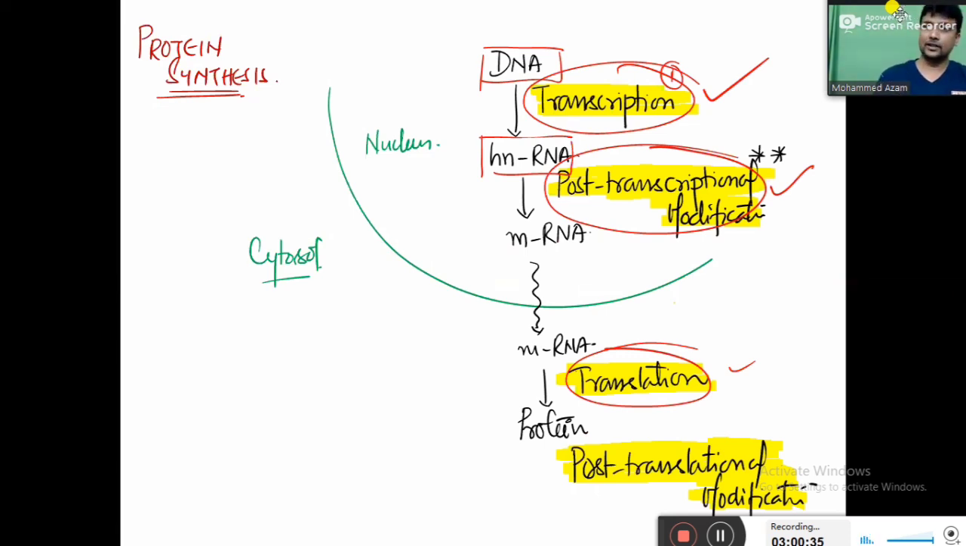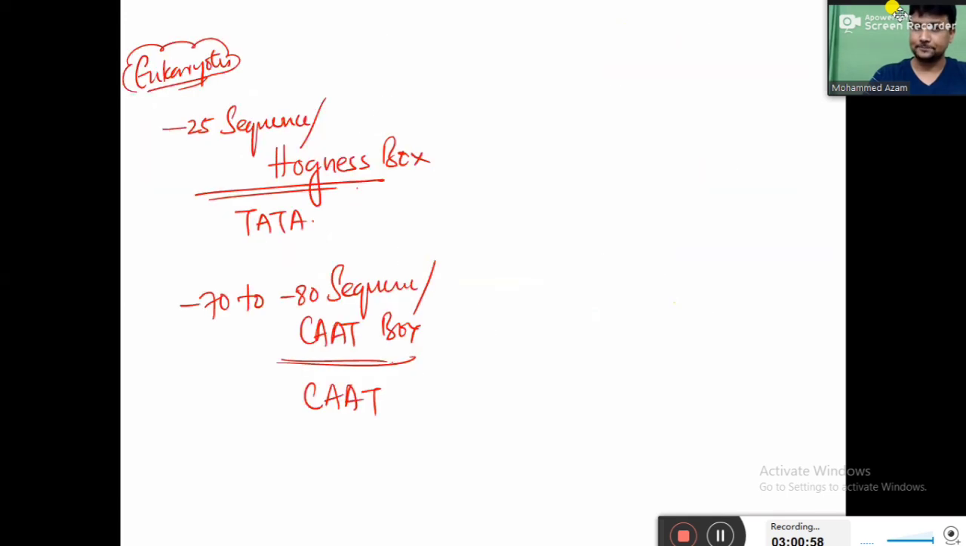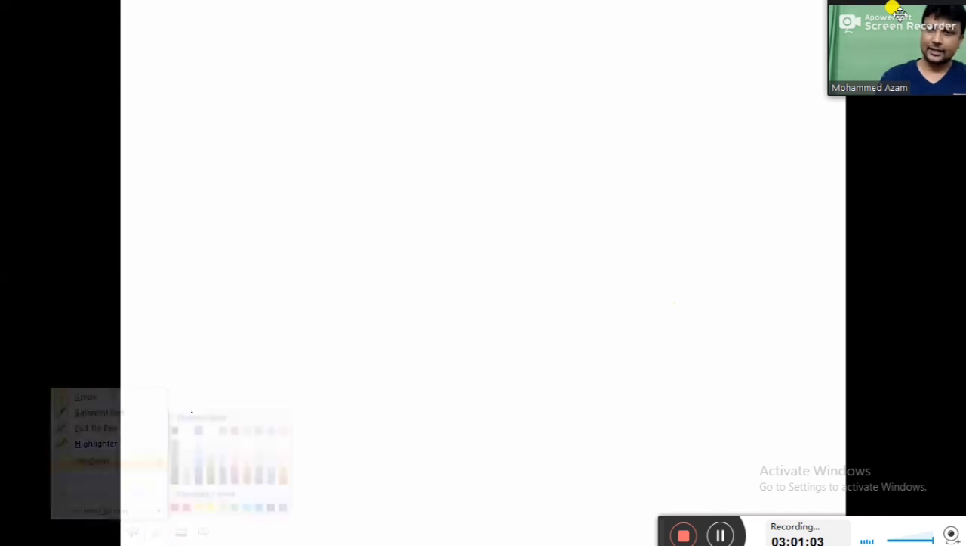I told you very clearly: learn transcription in detail, learn post-transcriptional modification in detail. I told you slowly. Don't worry about translation right now, guys. For the last 5-6 years, there has been no question at all from there. Just worry about this topic, the post-translational modifications. Let us read this and finish this topic. So all small topics. Please write down the heading: post-translational modification.